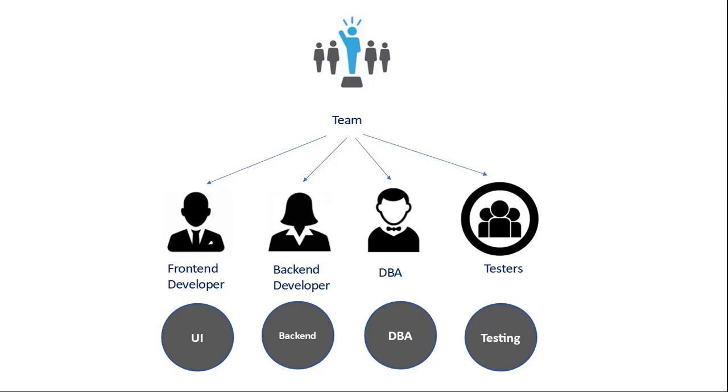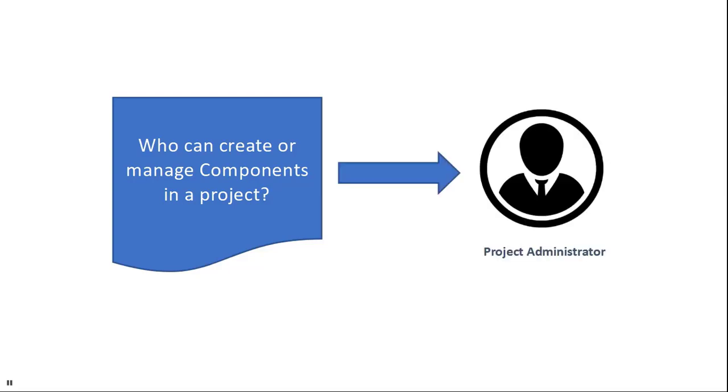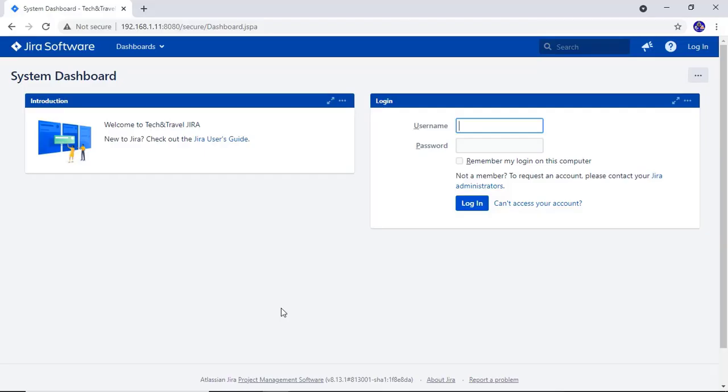Now, the question is, who can create components within a project? Please note, not everyone is authorized to do this. Only users with project administrative privileges can do this. Now, who are project admins? I have created another video on this topic. You will find the link in the description below. Now, let's head over to the JIRA console and understand how to create JIRA project components.